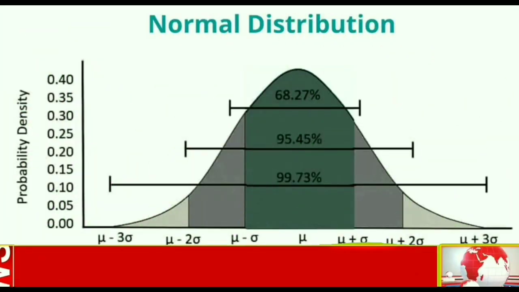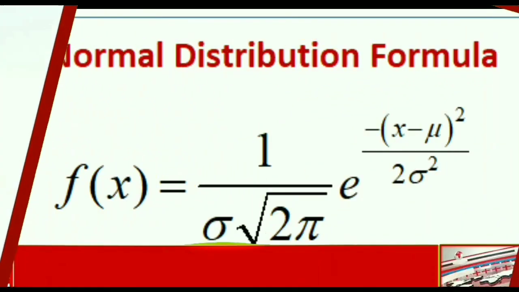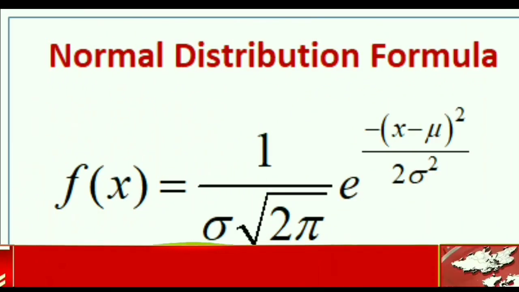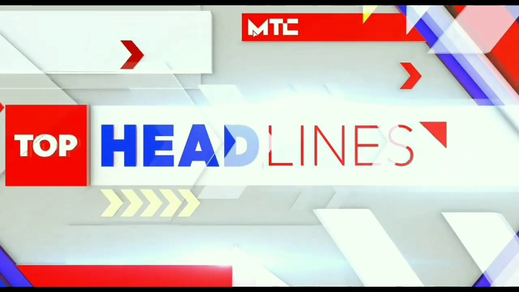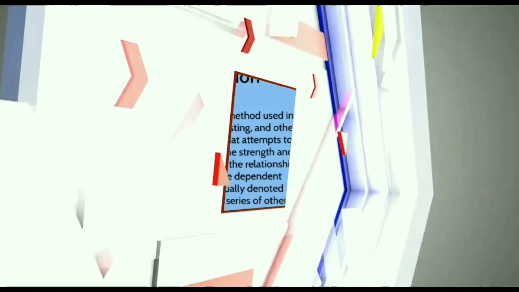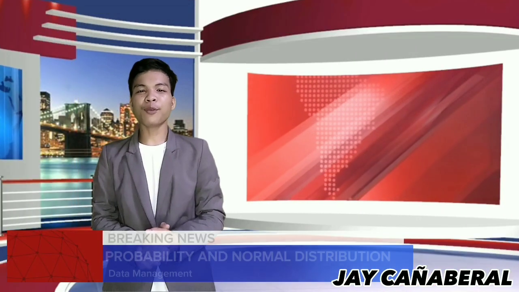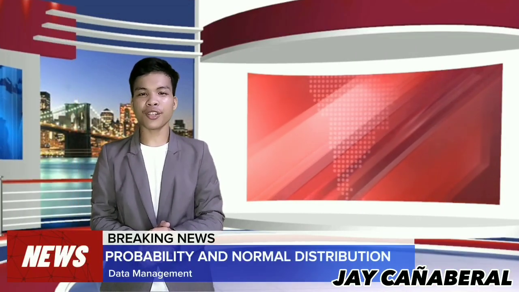What is probability and normal distribution? What is the formula used in normal distribution? What is linear regression and correlation? The difference of regression and correlation. Let's talk about probability and normal distribution. John Cortina on the line.